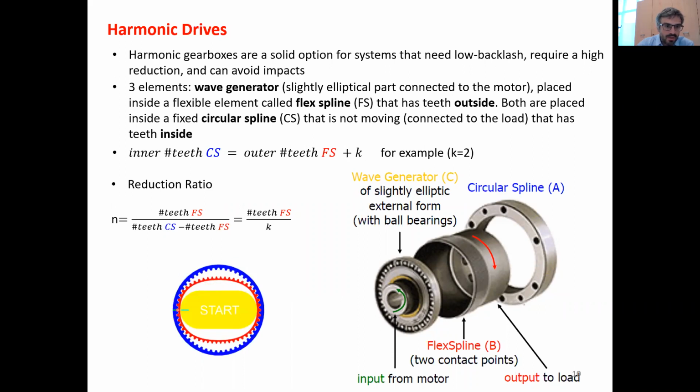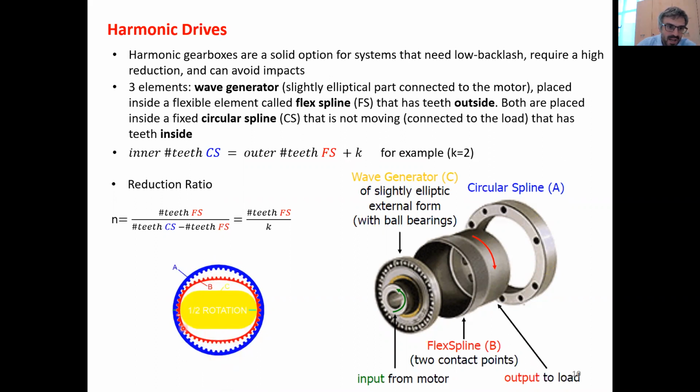And if we look at this animation, this is the marker. The tag will move, it started there. This is the wave generator that is slightly elliptic, that rotates and puts in rotation a flexible spline that engages on the circular spline.